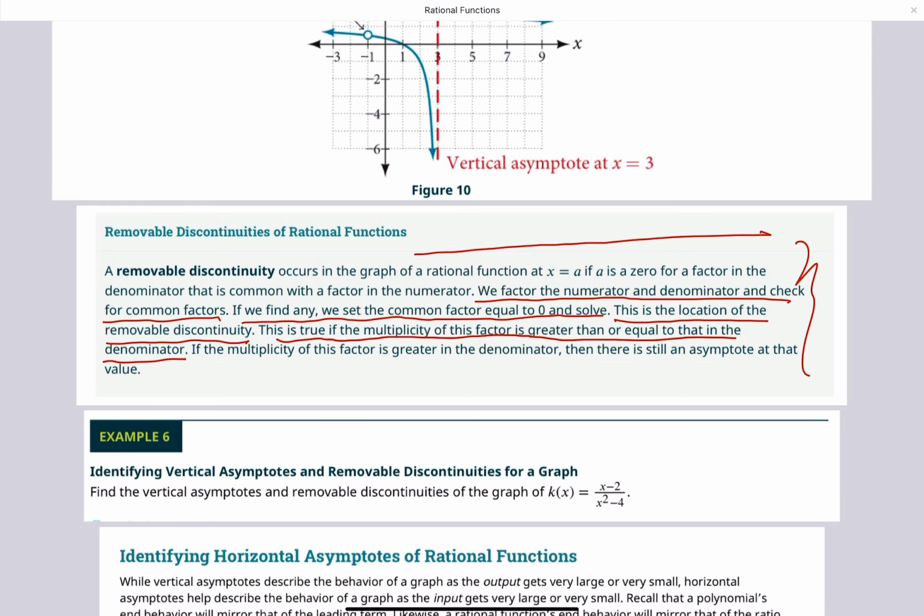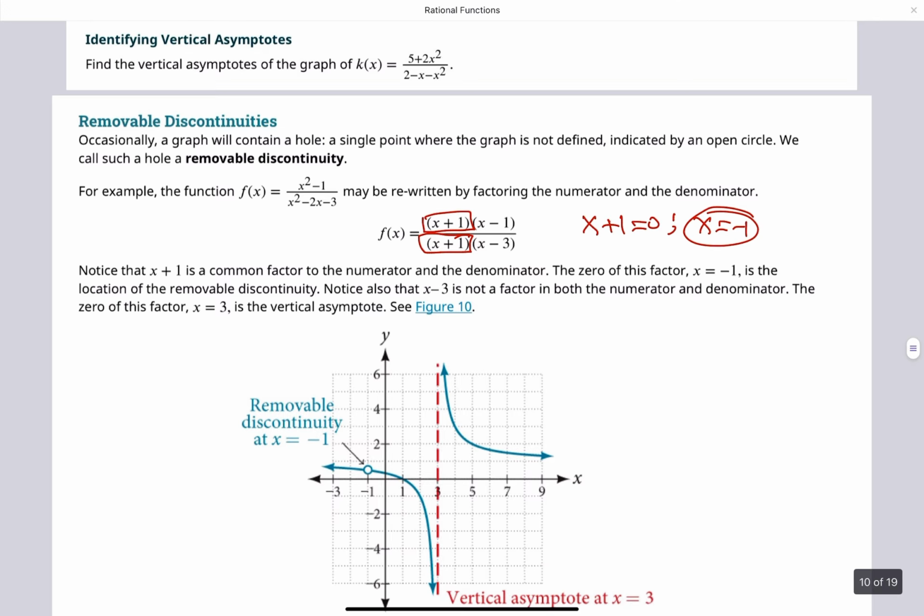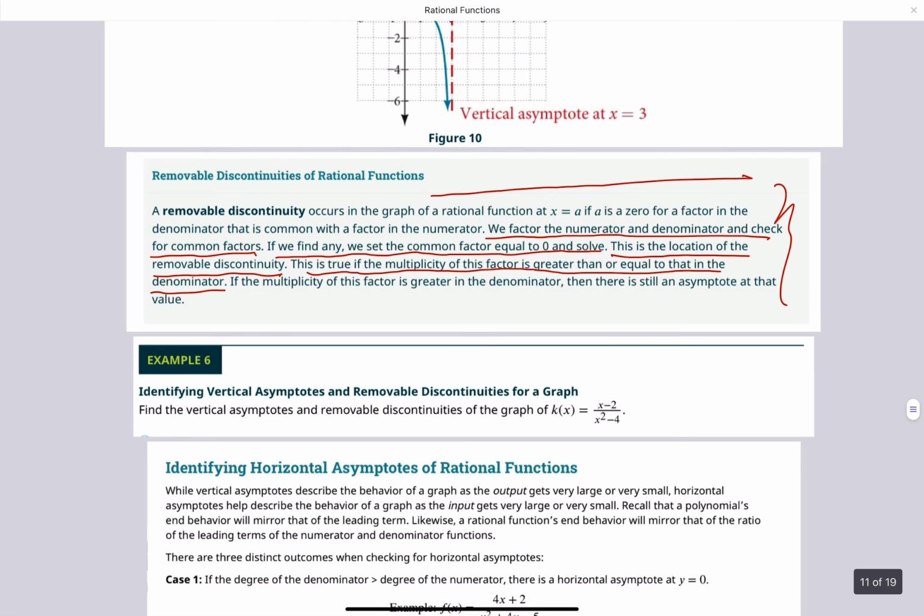If the multiplicity of this factor is greater in the denominator, then there is still an asymptote at that value. So if I have, let's say, x plus 1 squared in the denominator, and you have x plus 1 in the numerator, then that still basically means we have x equal to negative 1 as a vertical asymptote.